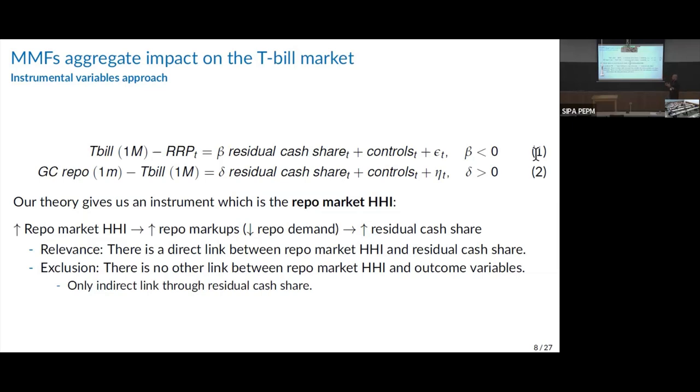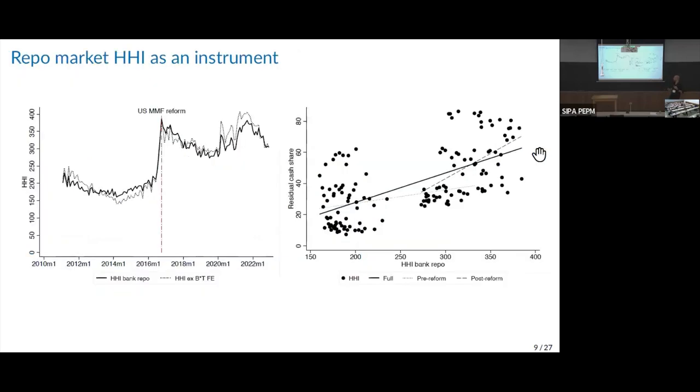And in the theory, there's no other link between repo market HHI and outcome variables. So the exclusion restriction holds in an ideal world. But you know, we're so far from the ideal world. So what I'm going to do empirically is just take the theory blindly and then tell you what might go wrong and how we might fix it, which will be better than those problems. So this is our instrument. Forget about the dashed line. The solid line is the repo market HHI.